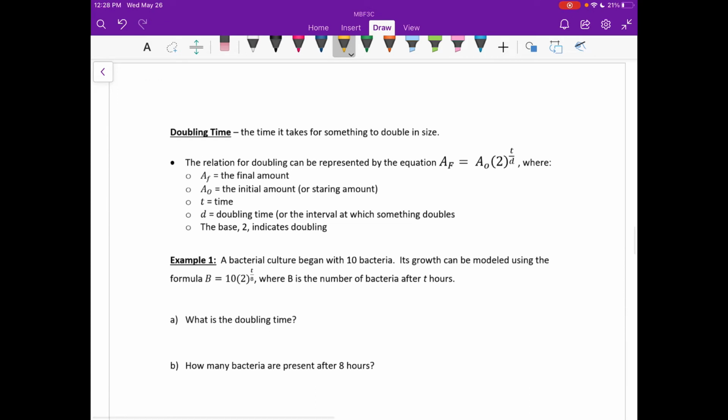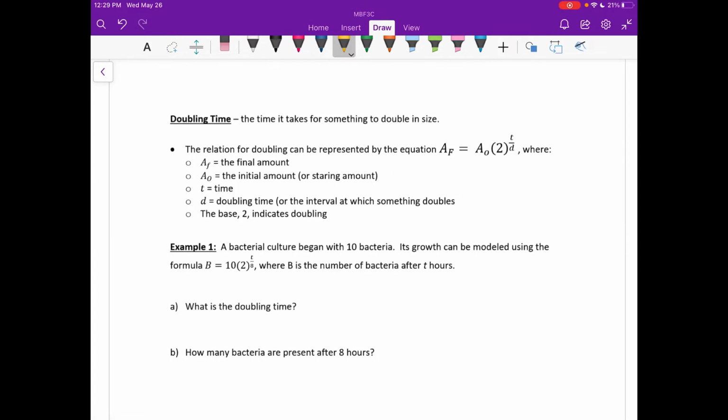When we talk about exponential functions, the two things that we really focus on are exponential growth as a doubling time, and then exponential decay as half time. And the reason that is that a lot of different diseases and different carbon dating practices use this function, right? So let's go over doubling time. Doubling time is basically just the time something takes to double in size.